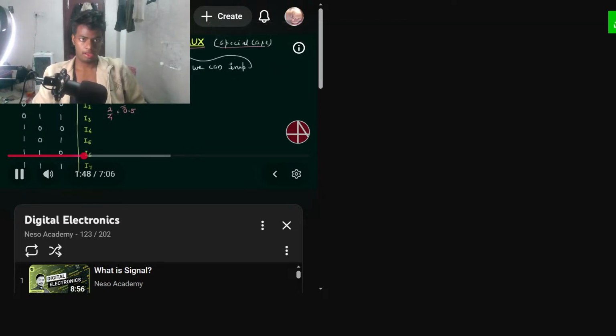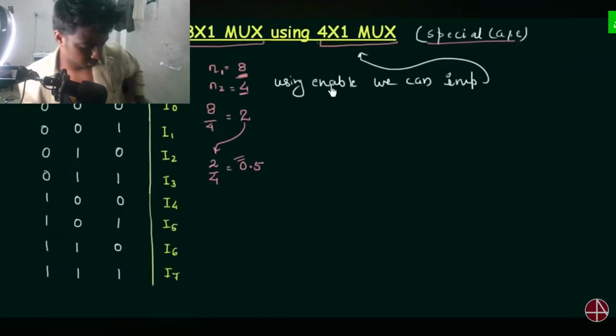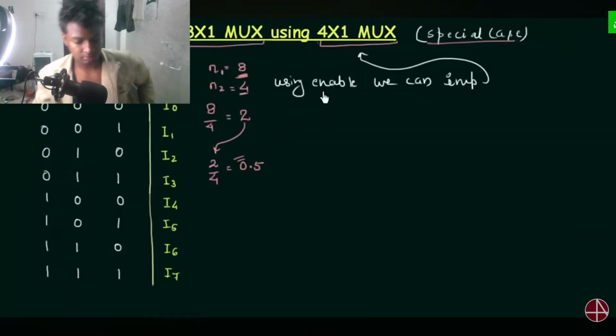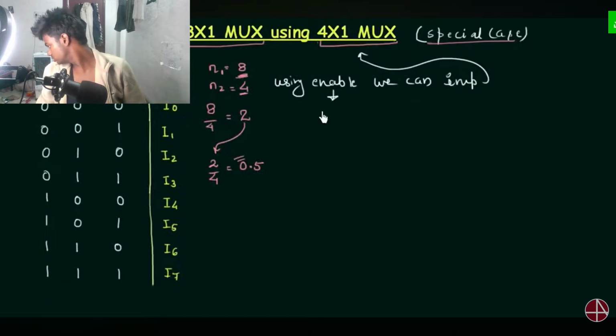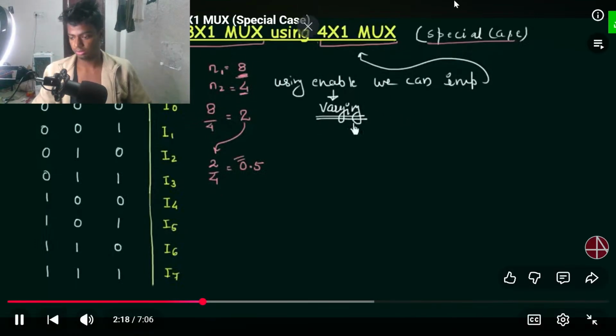Because in the last presentation, when we implemented 8 cross 1 by using 2 cross 1, we assumed that the enable of all the 2 cross 1 multiplexers is high, which means that the multiplexer is always in the working mode. But in this, the enable is varying. We will vary the enable to obtain the 8 cross 1 mux. So let's see how we can do it.